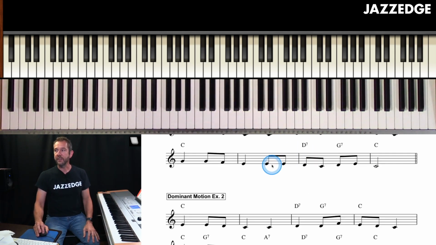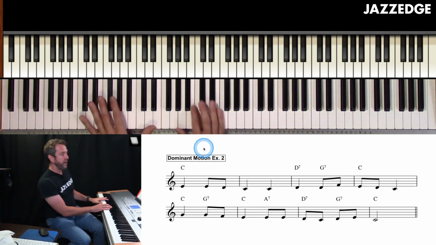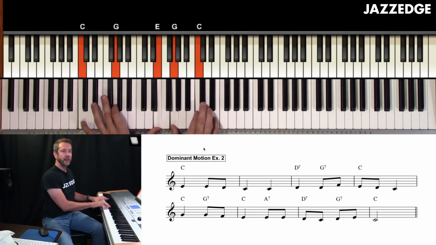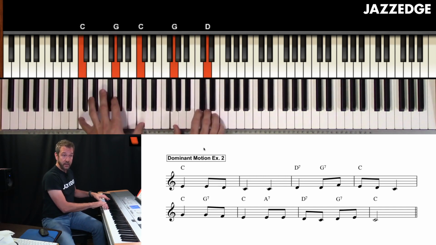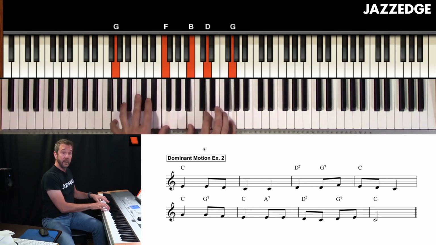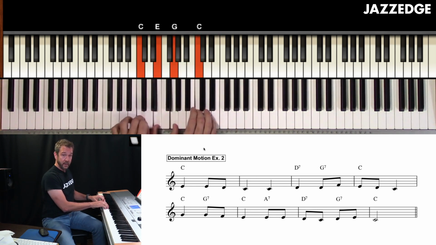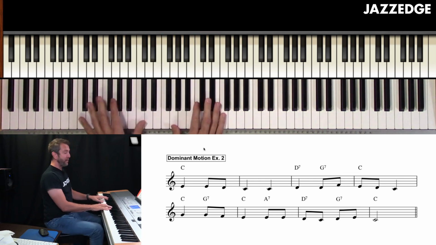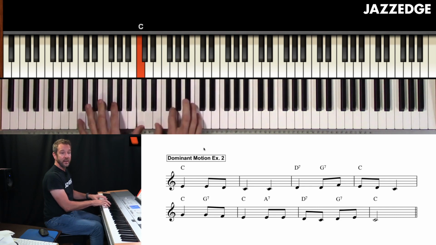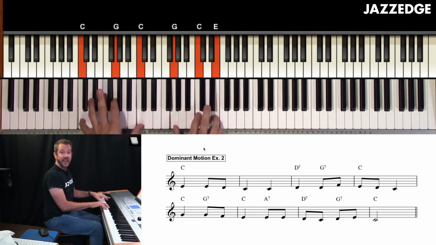All right, so now here's another example for you. Here's example number 2. Let me play it for you and see if you can figure it out. Lots going on in that second line. So I start with my C chord, and I go to my D7 like I just did, and then G7, and then C.